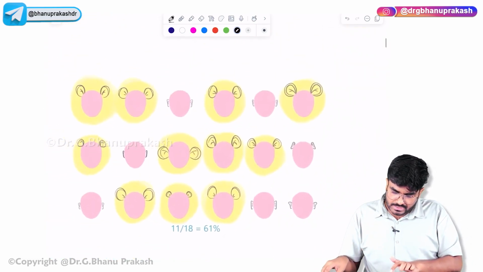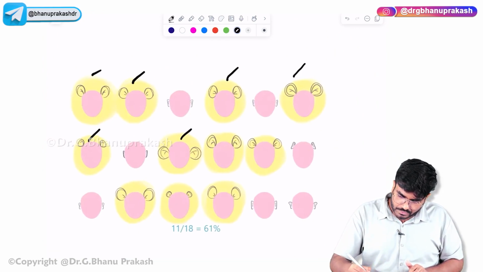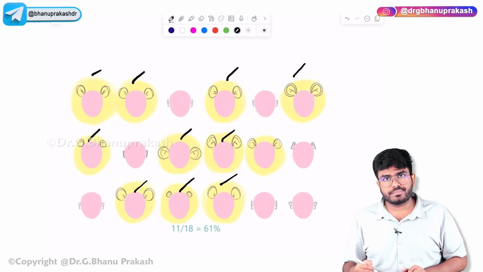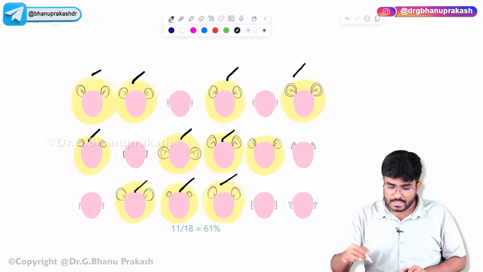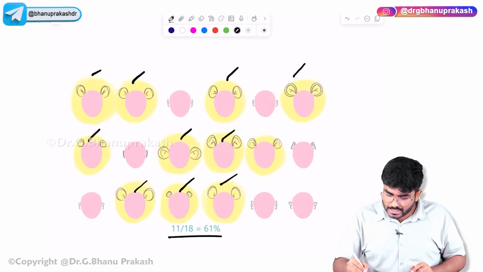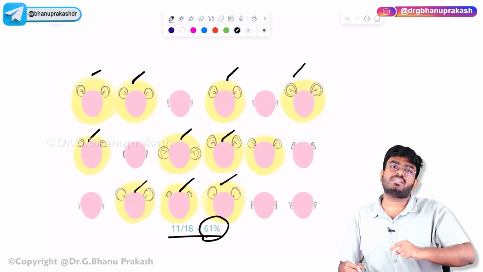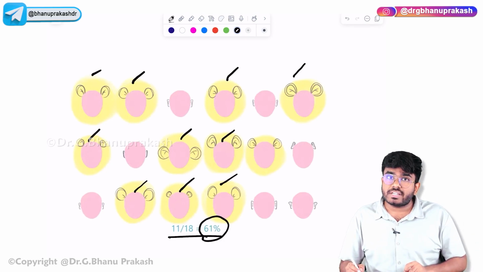For example, see, this is what I am discussing. These are all the individuals who are having the bigger ears. Out of 18, 11 are having the bigger ears, which means 61%, the penetrance. Penetrance is 61%. But what about the expressivity?